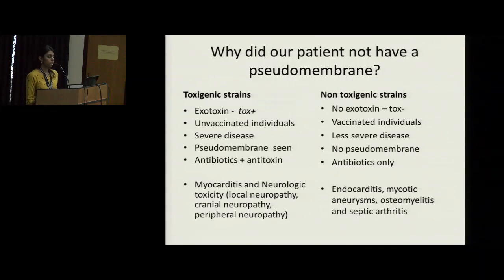When there's a suspicion of infection with a toxigenic strain, you treat with antibiotics, and prompt administration of antitoxin is also given. However, in patients who have infection with non-toxigenic strains, only antibiotics are indicated. The described complications in patients with infection of toxigenic strains are myocarditis, neurological toxicity. There can be local neuropathy, that is impaired gag reflex, and cranial neuropathy or peripheral neuropathy. Non-toxigenic strains can also have complications like endocarditis, mycotic aneurysms, osteomyelitis, and septic arthritis.